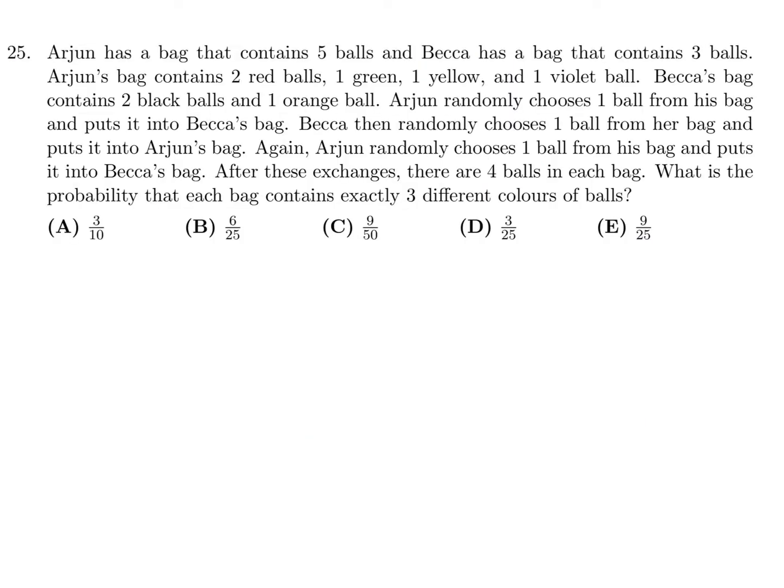Question 25. Arjun has a bag that contains 5 balls, and Becca has a bag that contains 3 balls. Arjun's bag contains 2 red balls, 1 green, 1 yellow, and 1 violet. Becca's bag contains 2 black, 1 orange ball. Arjun randomly chooses 1 ball from his bag and puts it into Becca's bag. Becca then randomly chooses 1 ball from her bag and puts it into Arjun's bag. Arjun randomly chooses 1 ball from his bag and puts it into Becca's bag. After these exchanges, there are 4 balls in each bag. What is the probability that each bag contains exactly 3 different colors of balls?